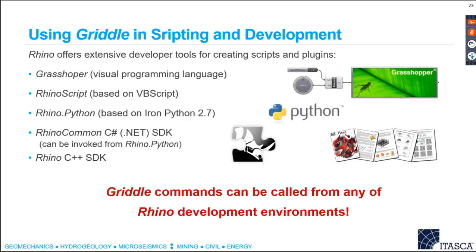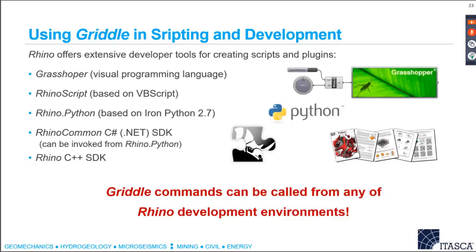So Rhino offers extensive developing tools for creating scripts and plugins. Among them are Grasshopper, which is visual programming language, Rhino Script, which is based on VB Script, Visual Basic, Rhino Python based on IronPython, and two lower-level languages or SDKs: one of them is C# SDK, which is based on .NET framework, and C++ SDK. Griddle commands can be called from any of these programming languages and development environments.